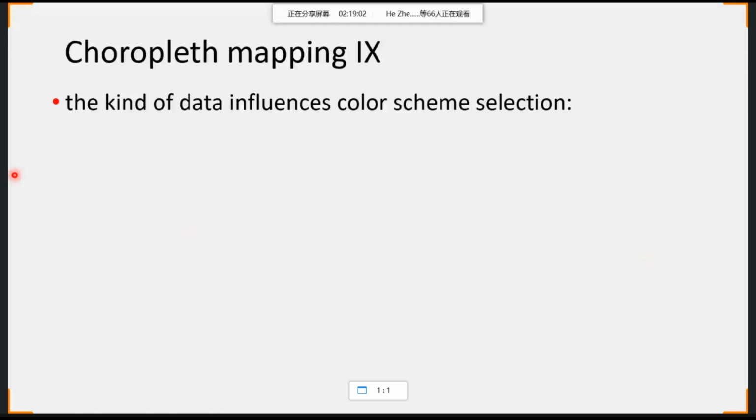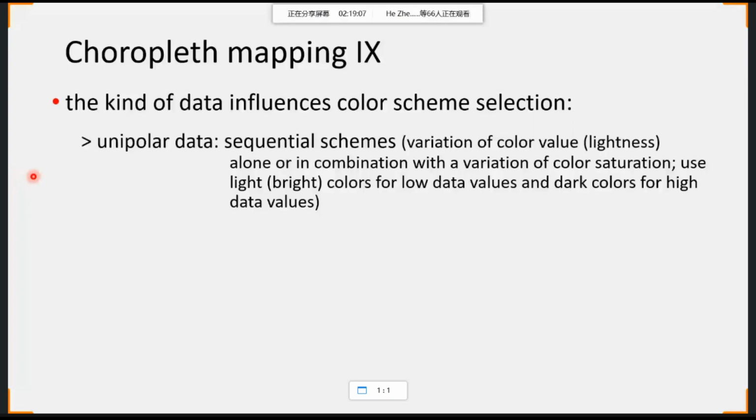The kind of data influences color scheme selection, of course. So if you have unipolar data, then you should use a sequential scheme, a variation of color value or lightness, alone or in combination with a variation of color saturation. Use light or bright colors for low data values and dark colors for high data values.